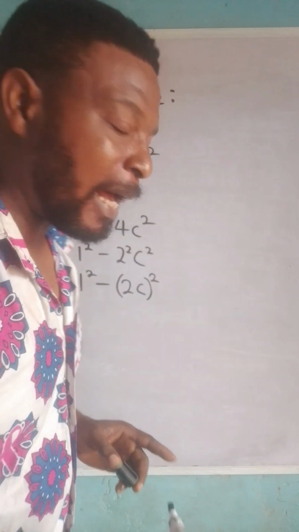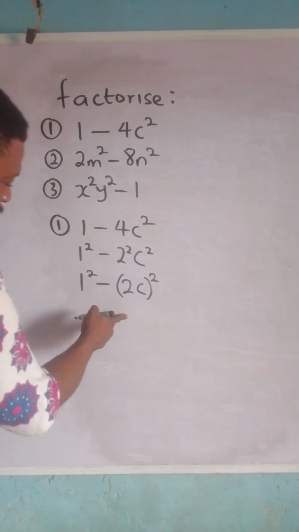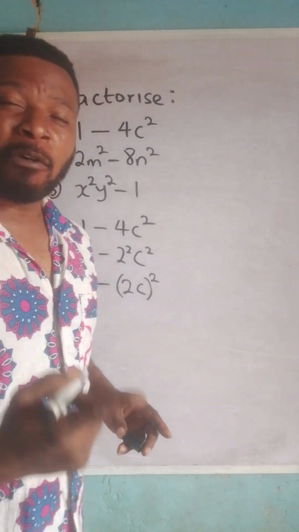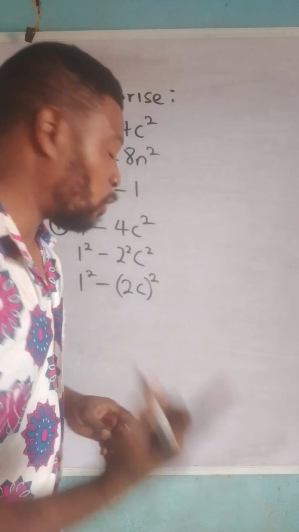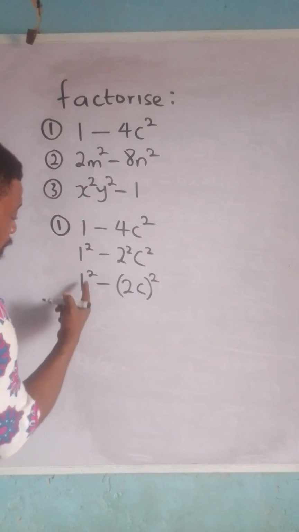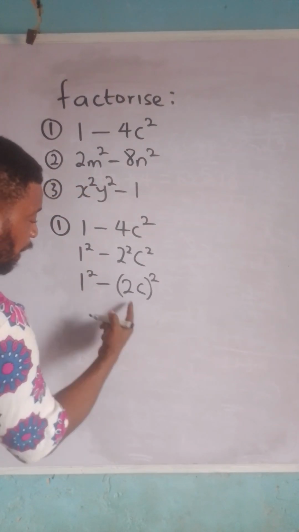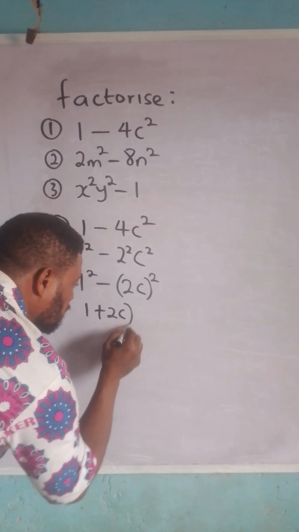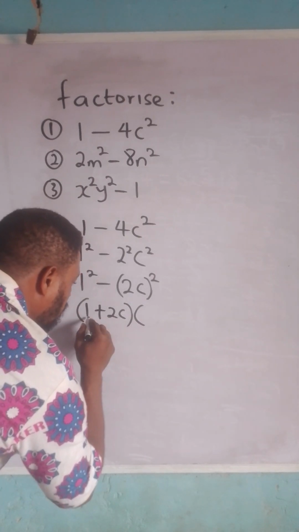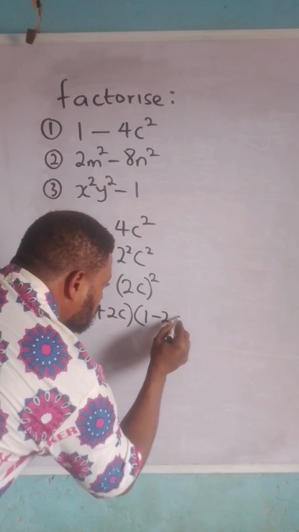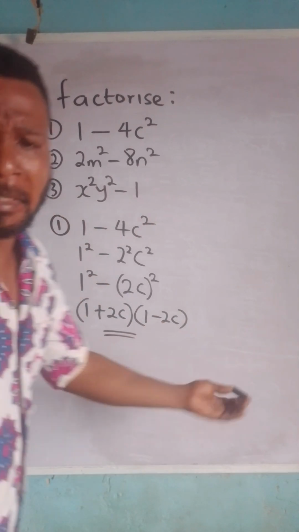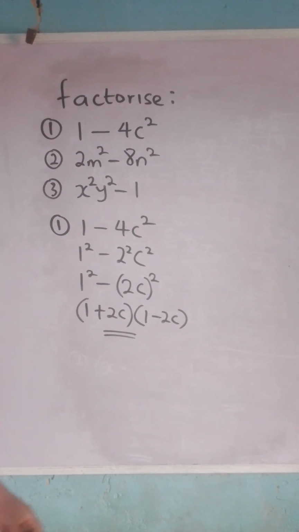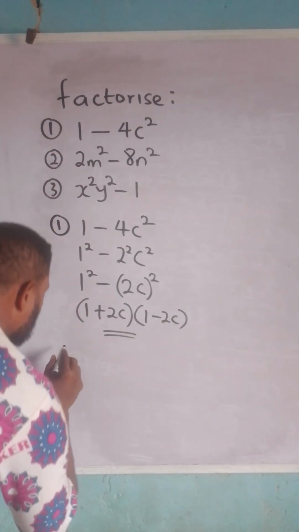Now we have 1 squared minus 2c all squared. Now we are going to apply what? Difference of 2 squares. It states that if you have something like this, 1 squared minus 2c squared, this is the same thing as 1 plus 2c into 1 minus 2c. That is the answer. It's as simple as that. We are done with number 1. Let's move on to number 2.